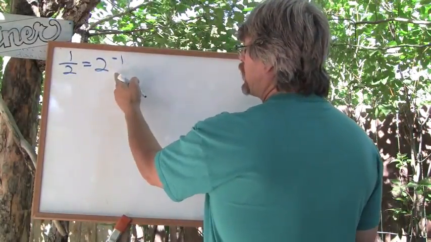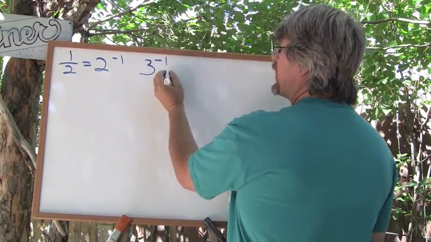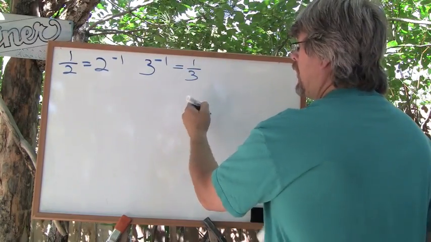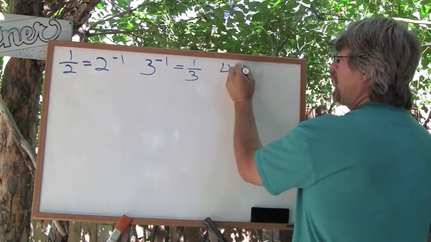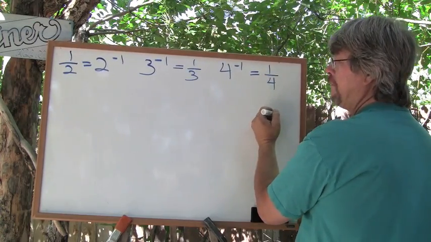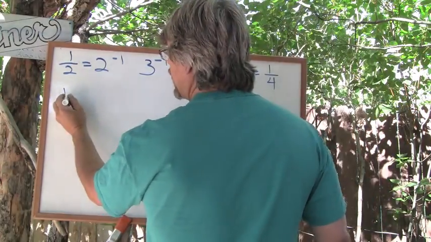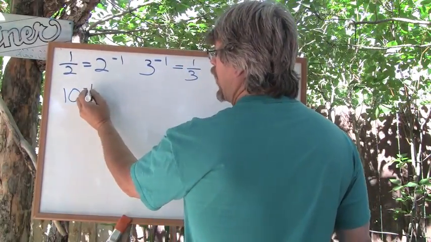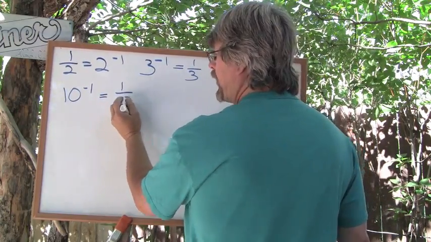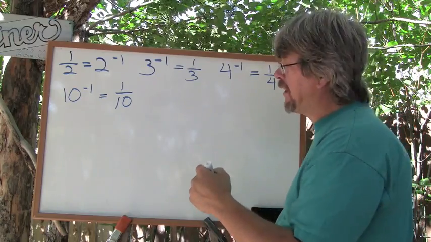So if 2 to the negative 1 equals 1/2, then 3 to the negative 1 equals 1/3. And 4 to the negative 1 equals 1/4. And so on and so forth all the way out. So 10 to the negative 1 equals 1/10. And when we get into scientific notation, this will become very helpful.